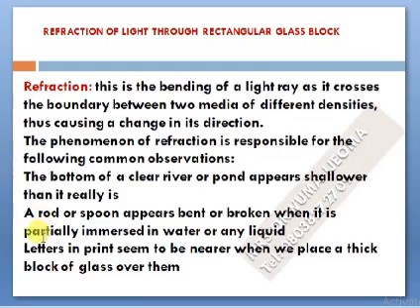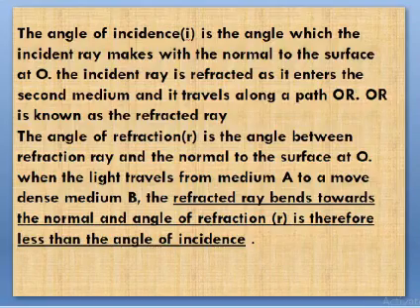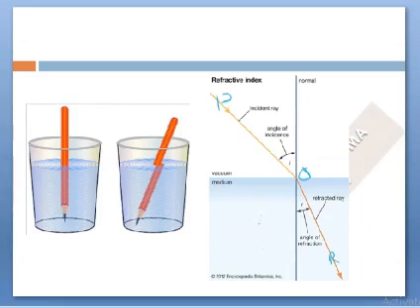Then another one: letters in print seem to be nearer when we place a thick block of glass over them. When you use your rectangular glass prism and place it over a print, it appears as if it is nearer than the normal depth. So these are the effects of refraction.